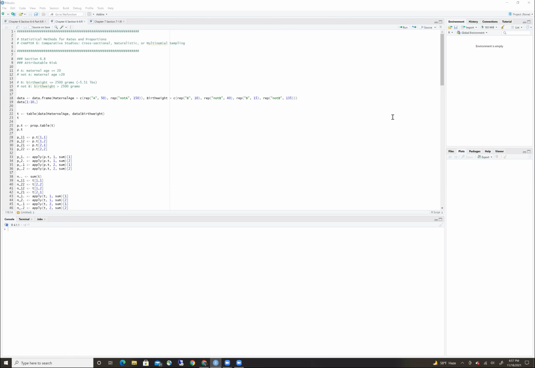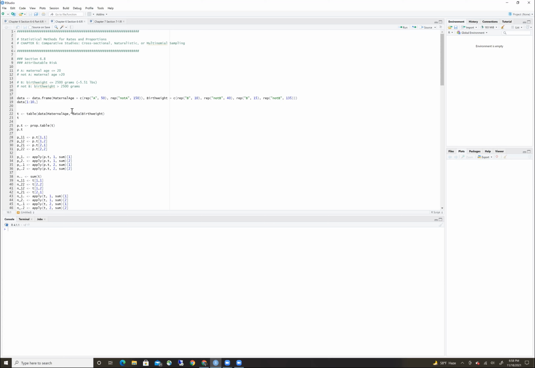Hello, everyone. We're working through Statistical Methods for Rates and Proportions, Chapter 6, Comparative Studies: Cross-sectional, naturalistic, or multinomial sampling, Section 6.8, Attributable Risk. We are working through the same example with maternal age and the birth weight of babies. A is the maternal age being less than or equal to 20 years. Not A is having a maternal age greater than 20. Birth weight B is having a baby that's less than approximately 5.51 pounds. And not B is having a baby who weighs more than about 2,500 grams, or about 5.51 pounds.